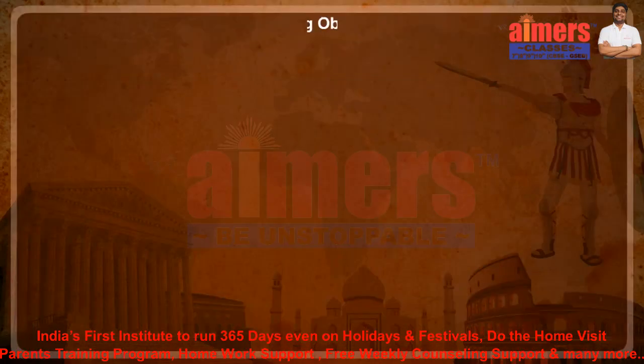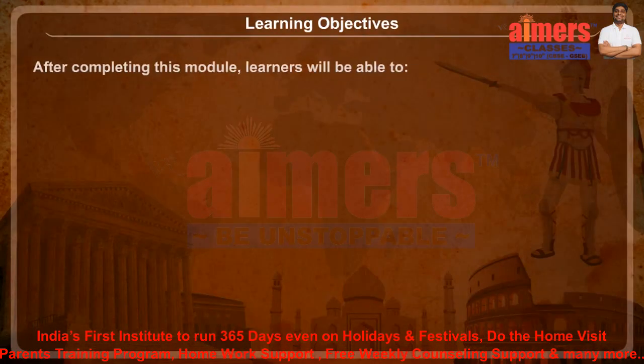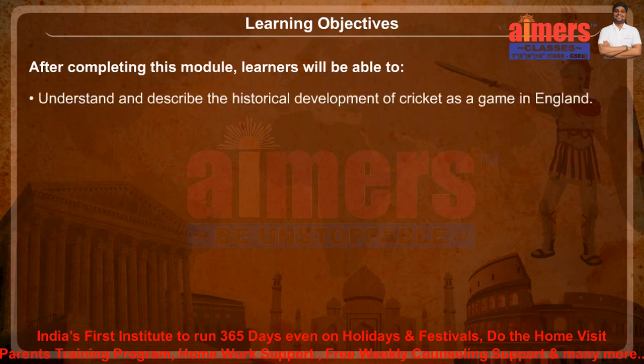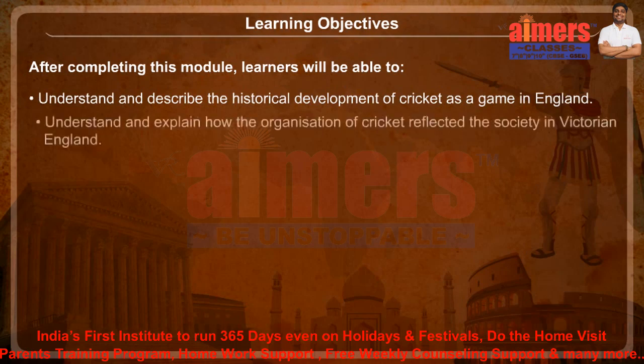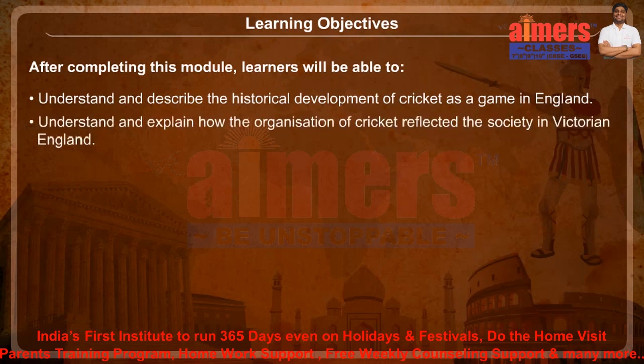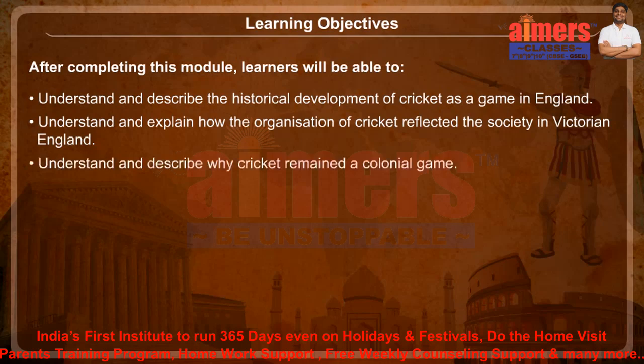Learning objectives. After completing this module, learners will be able to understand and describe the historical development of cricket as a game in England. Understand and explain how the organisation of cricket reflected the society in Victorian England. Understand and describe why cricket remained a colonial game.